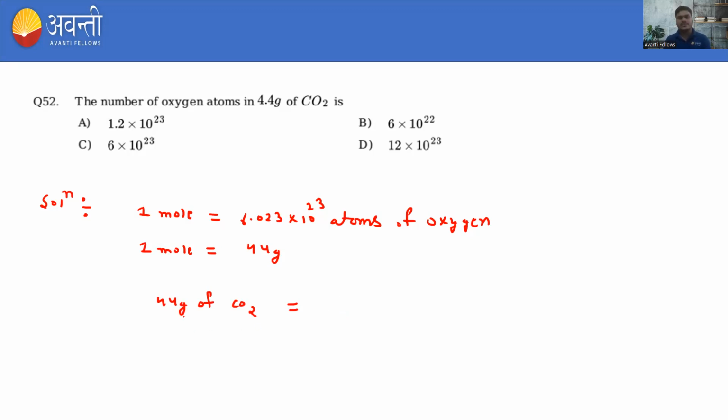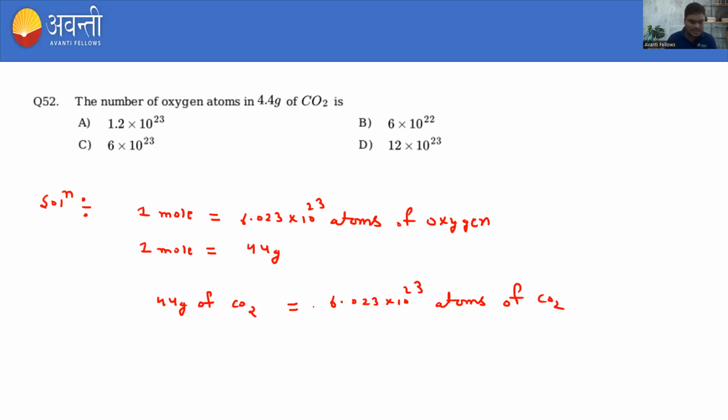So we can say that 44 gram of CO2 has 6.023 into 10 raised to the power 23 atoms of CO2 only, right? But in this question, they are asking only for the number of atoms of oxygen. So how will you calculate for the oxygen? Can anyone tell me how you will calculate for the oxygen only?